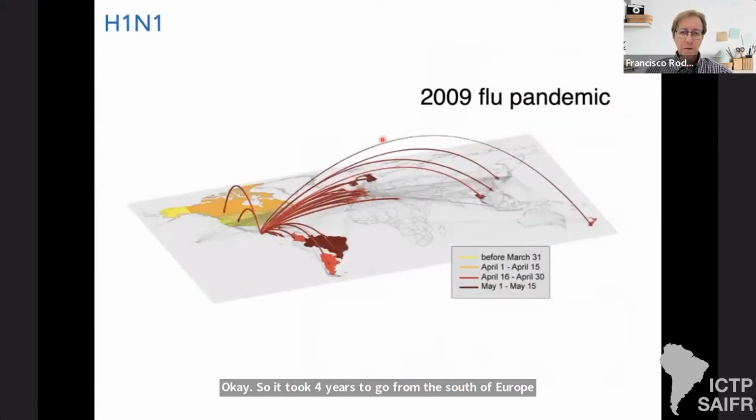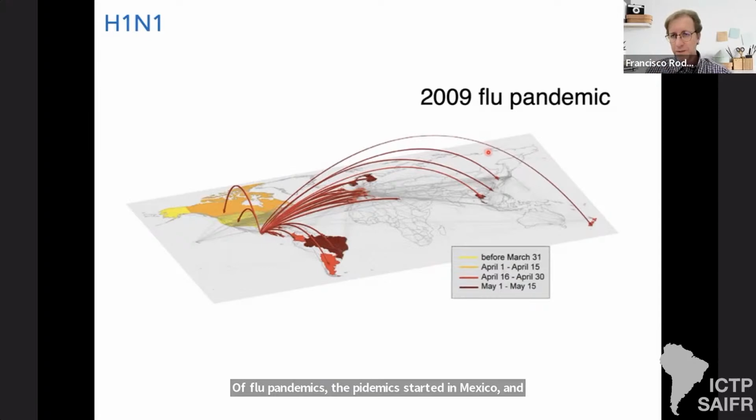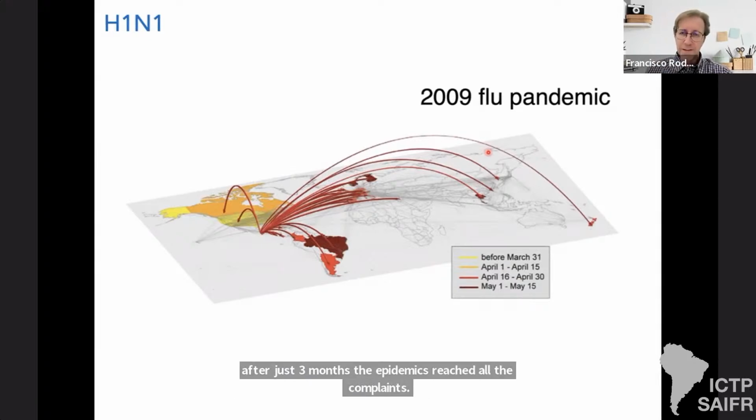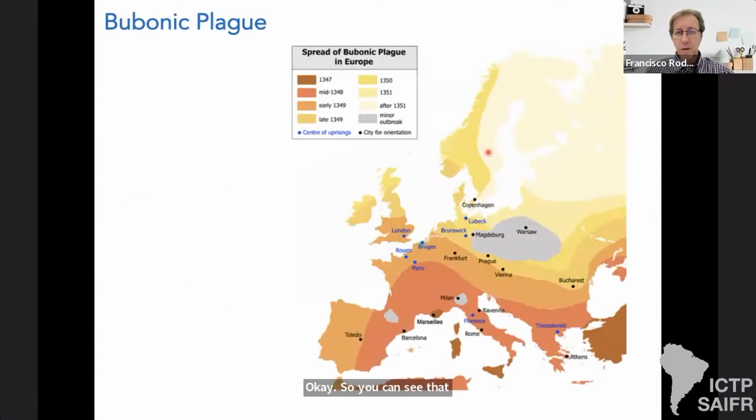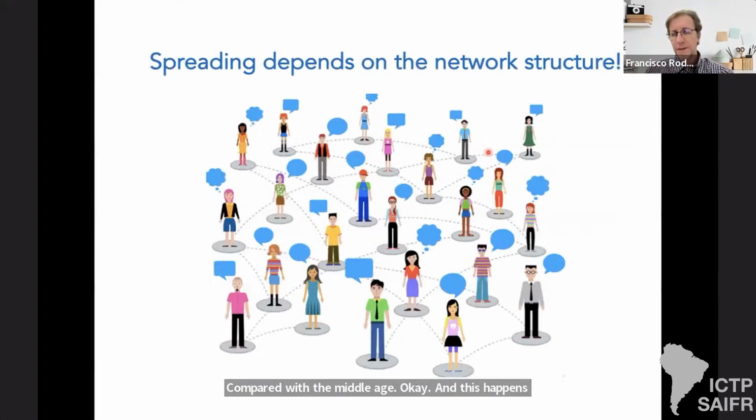Just for comparison, here you have the epidemic in 2009, the flu pandemic. It started in Mexico, and after just 3 months, it reached all the continents. So you can see that the spreading is very fast today compared with the Middle Ages. This happens because the network structure influences the evolution of the epidemics. Today I can take a flight from São Paulo and go to China in just 1 day. In the Middle Ages, people usually stayed in a small village, and these villages were not connected, so the transmission of the disease was very, very slow.